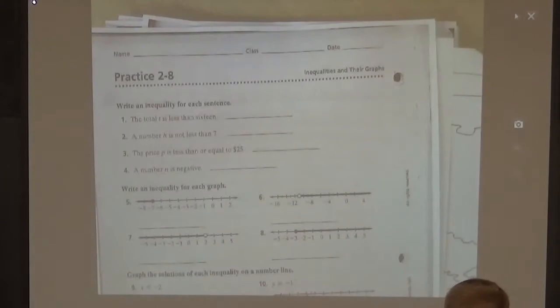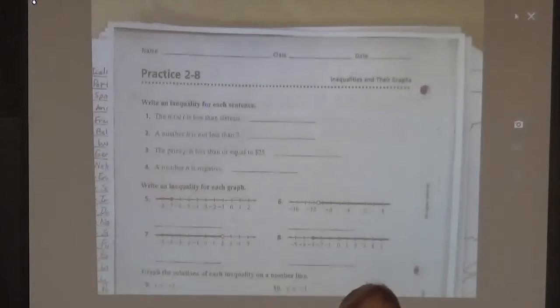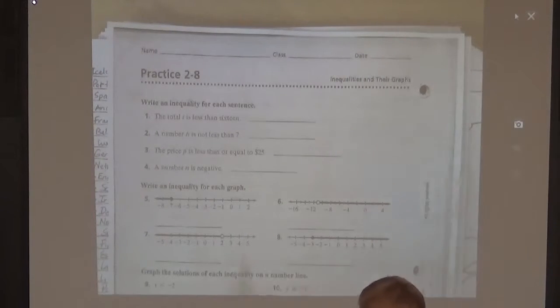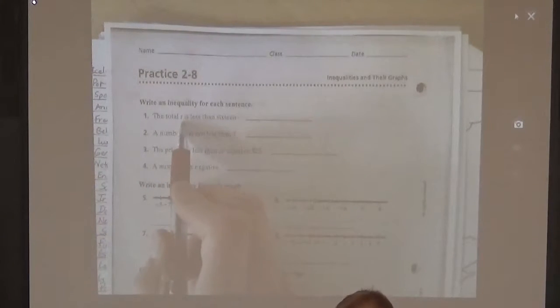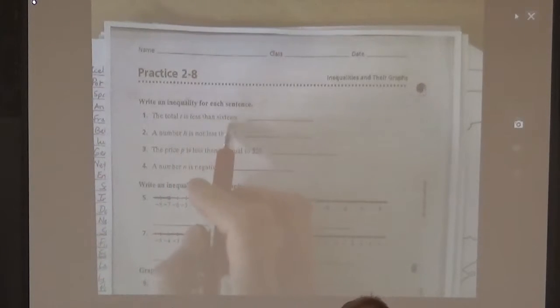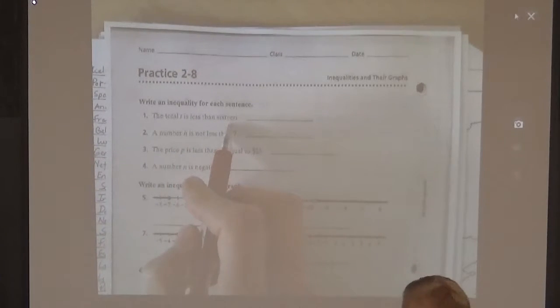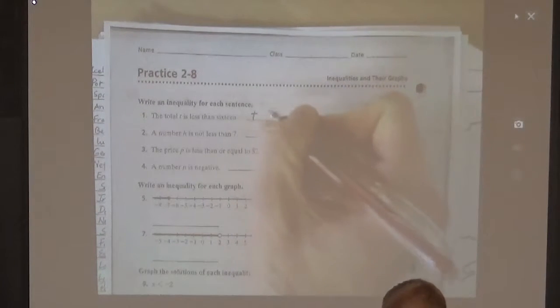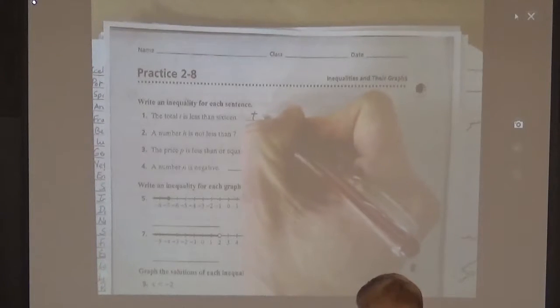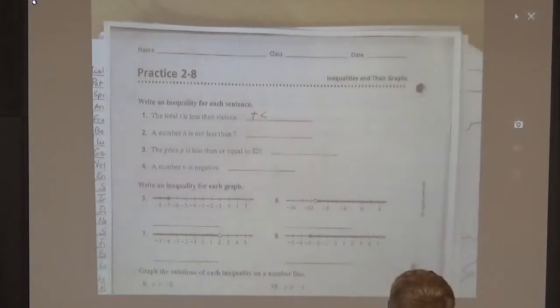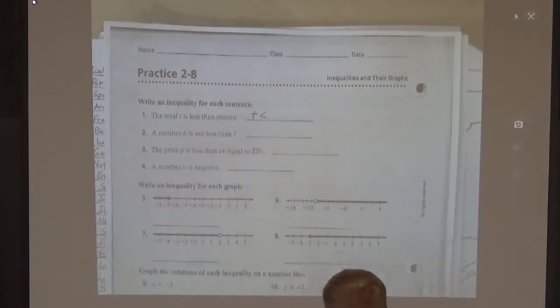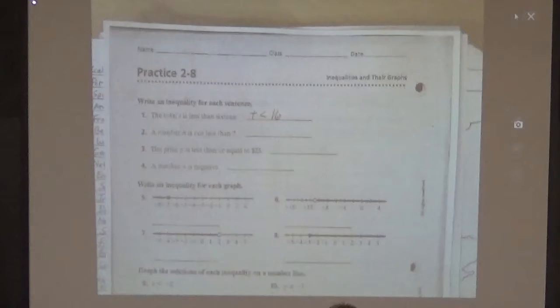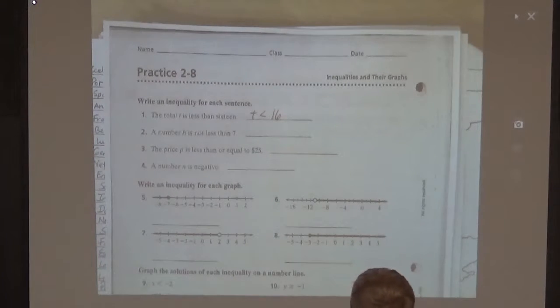So one of the things I have to do is write some inequalities. We did this last year, and I think we did this at the beginning of the year also. We're talking about expressions. The total t is less than 16. Okay? So they tell us what variable to use. The variable t is less than, it doesn't say is less than or equal to, so we just use the less than sign. And then the number 16. So write that one down.